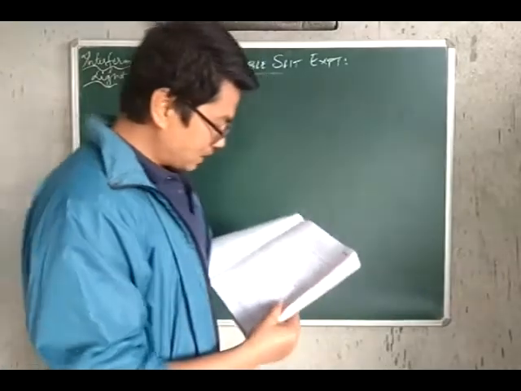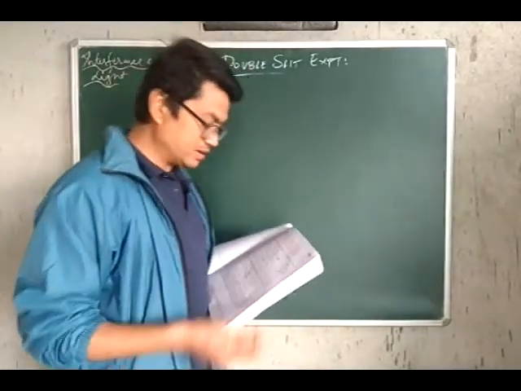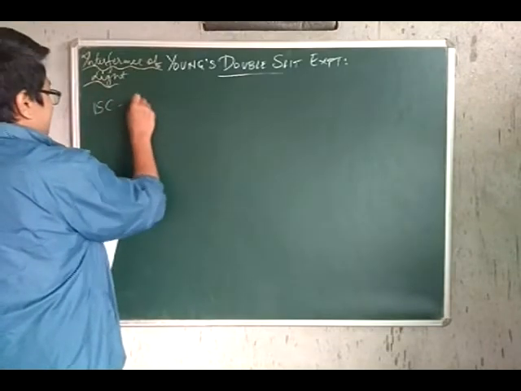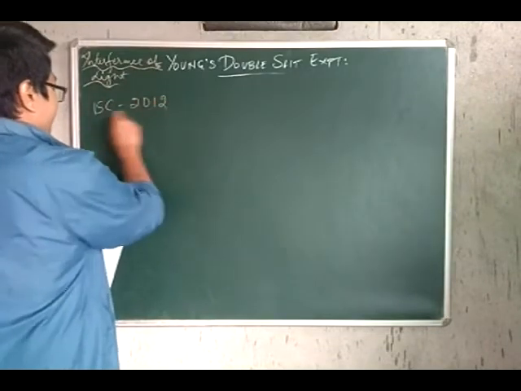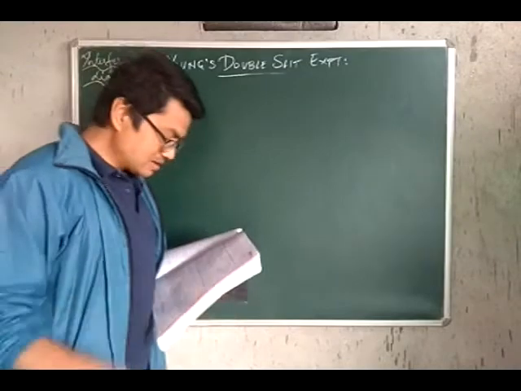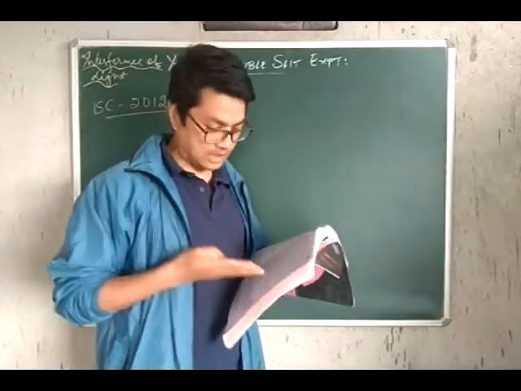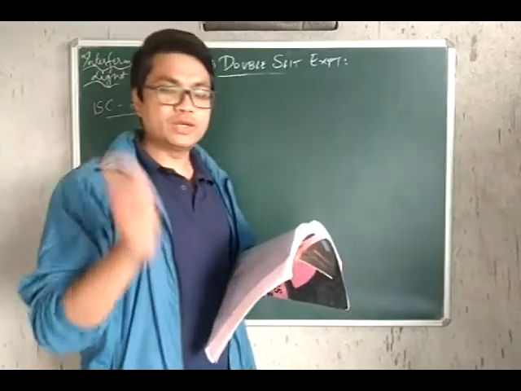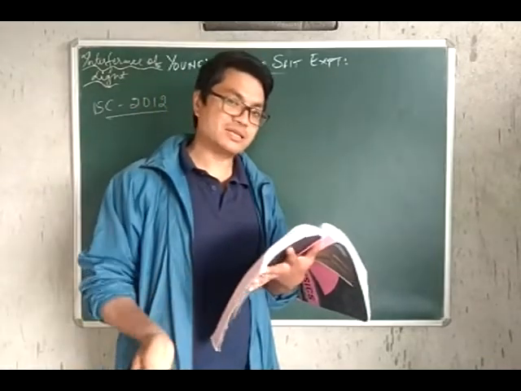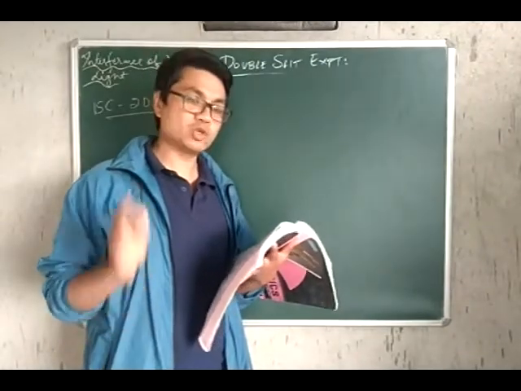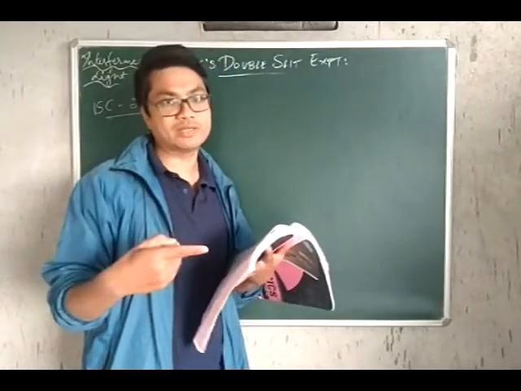The first question had come in ISC 2012. It says, in Young's double slit experiment using monochromatic. Oh, by the way, in the video for interference of light, I forgot to tell you that the source of light has to be monochromatic. Monochromatic meaning having a single frequency.